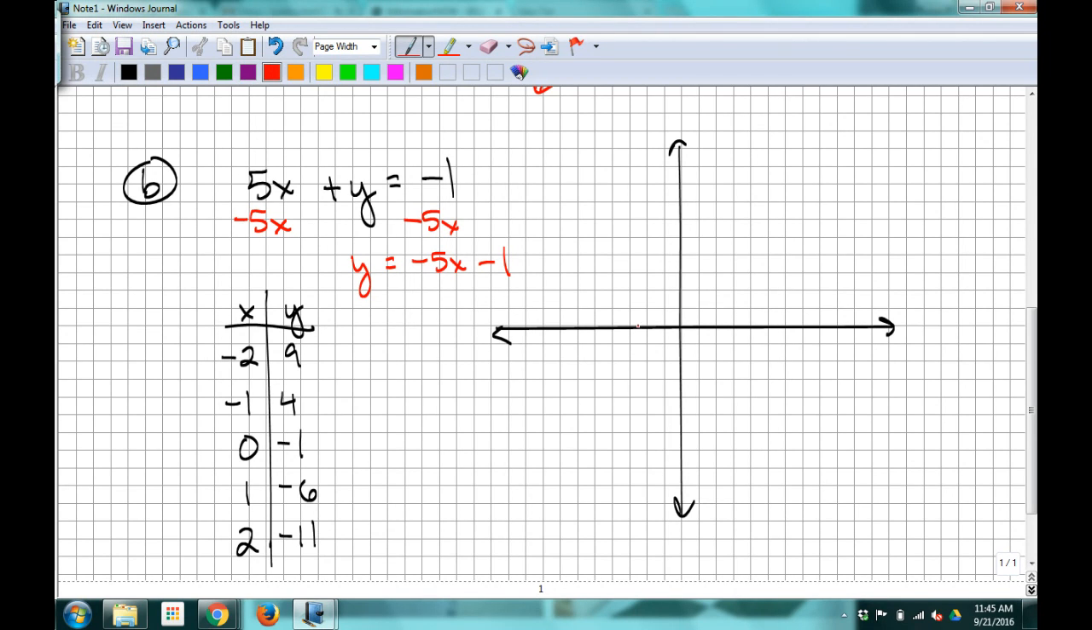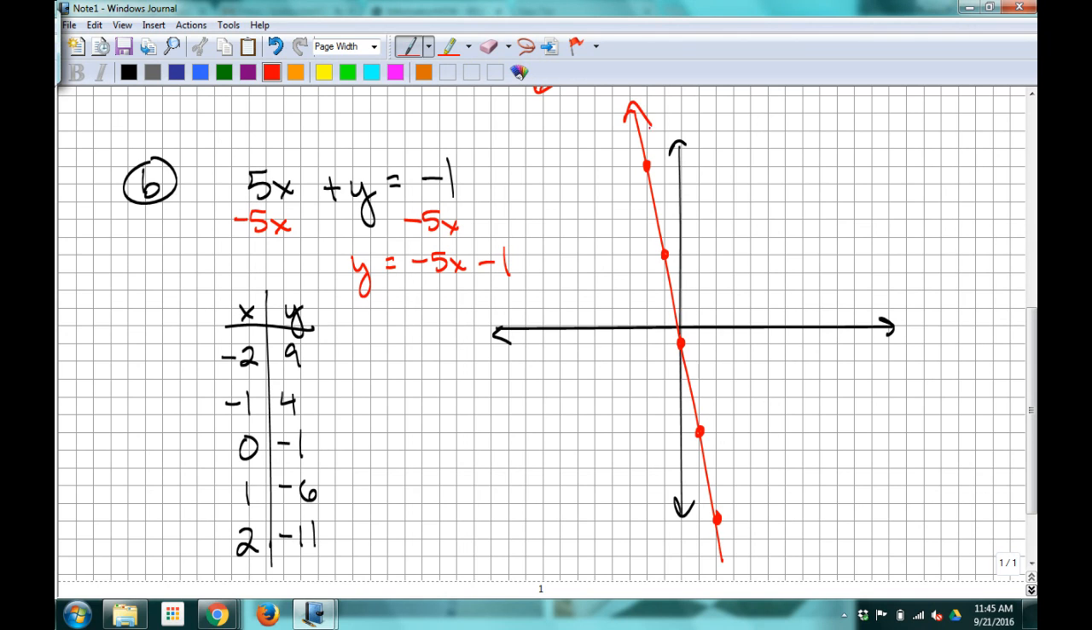Plot those points: -2, 9; -1, 4; 0, -1; 1, -6; and 2, -11. Pretty steep line there.